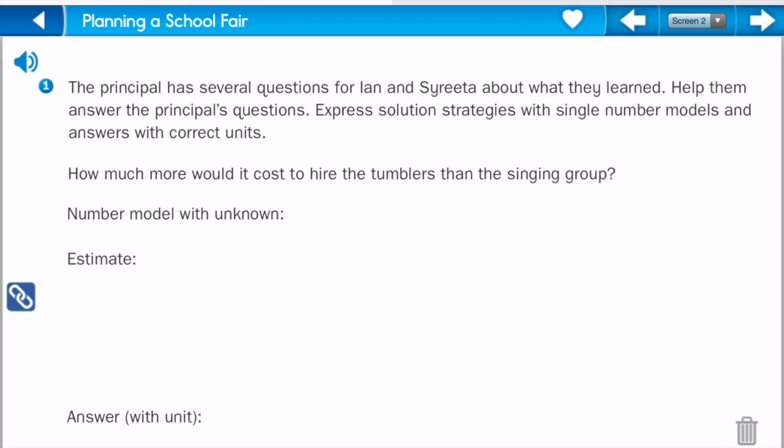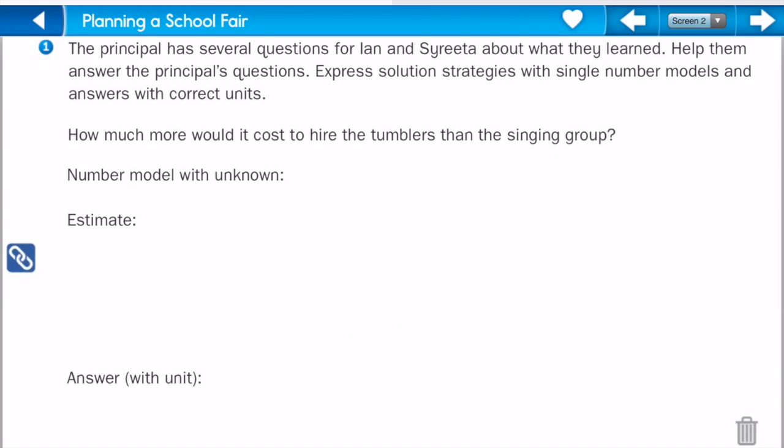So the first question is, the principal has several questions for Ian and Sarita about what they learned. Help them answer the principal's questions. Express solution strategies with single number models and answers with correct units. So, how much more would it cost to hire the tumblers than the singing group? So we're going to be thinking about that first chart, okay? We want to know how much more it would cost to hire the tumblers than the singing group. So we're going to be focusing on the tumblers and the singing group, okay?